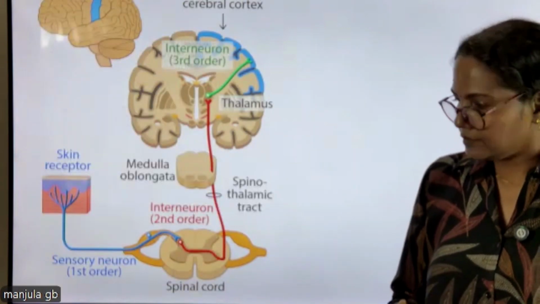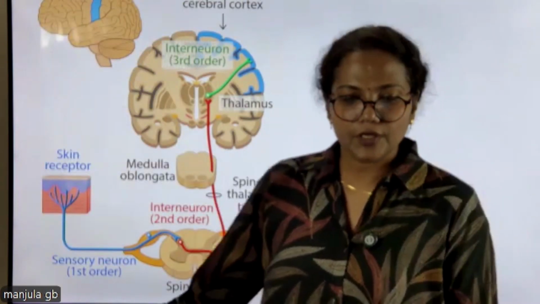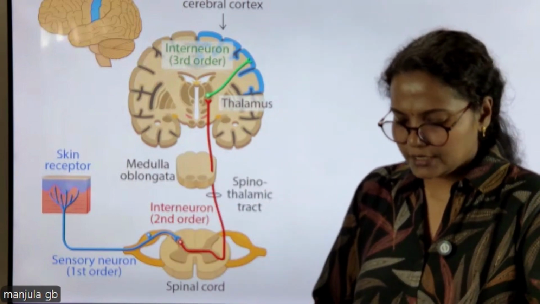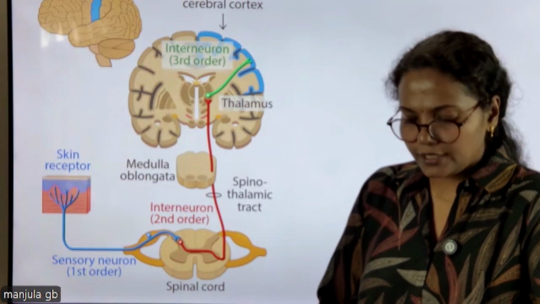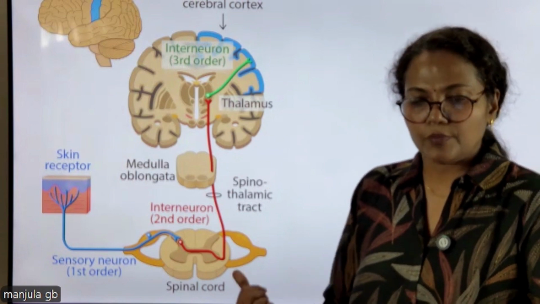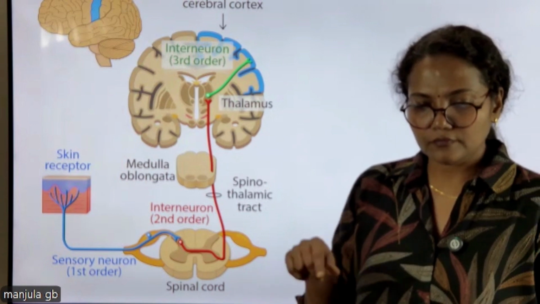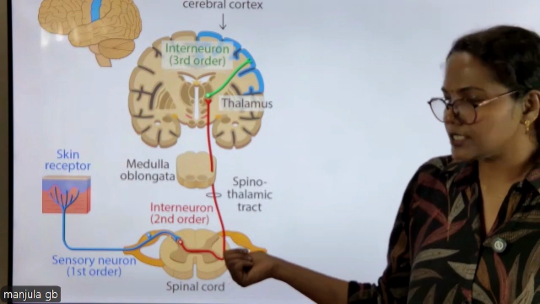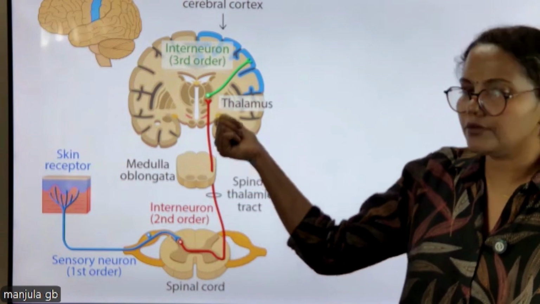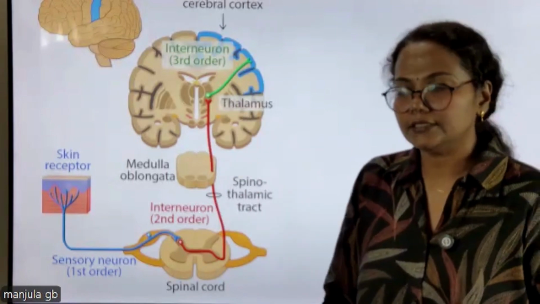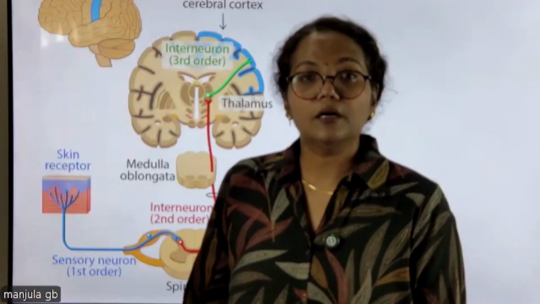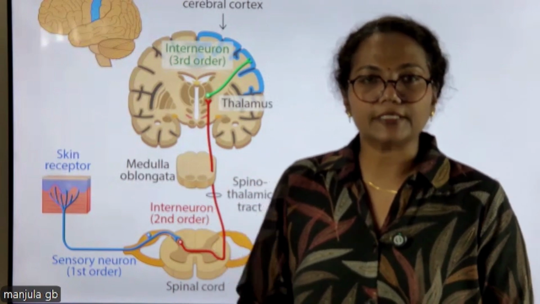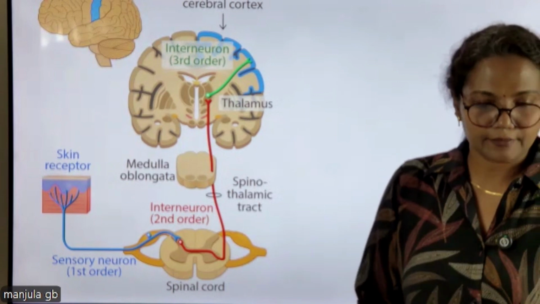Is that clear? I think this is a very simple picture which you can easily make out. First order is from the skin to the posterior ganglion, and then the second order neuron crosses to the opposite side and goes up to the thalamus, and the third order goes from the thalamus to the brain cortex, right? So this is the lateral spinothalamic tract, which perceives pain and temperature.